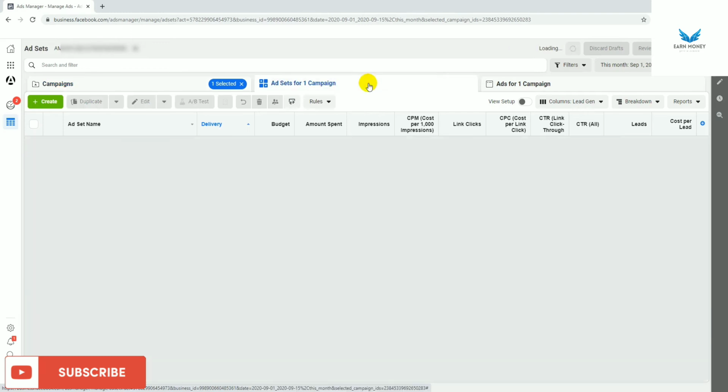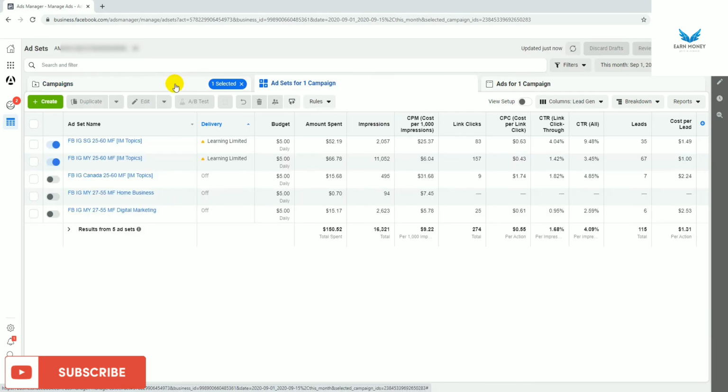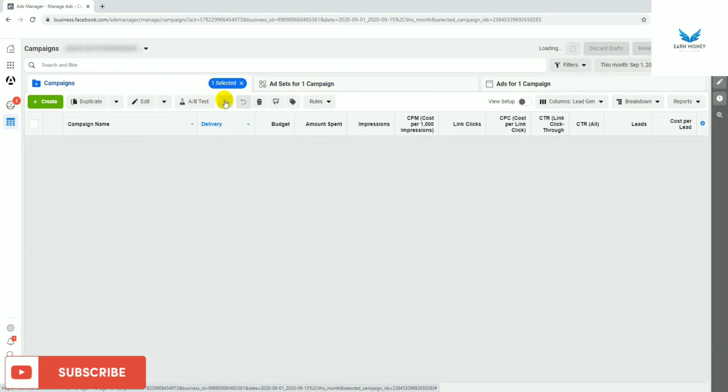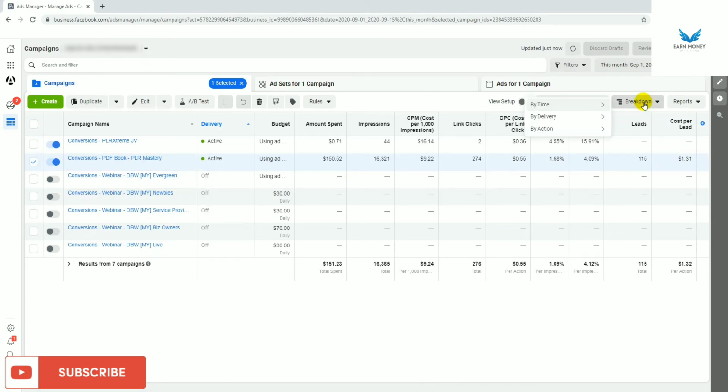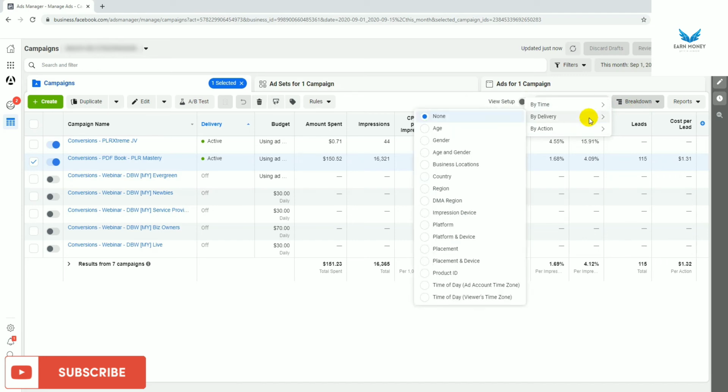Let's take a look at ad sets. What's really interesting here is that you can take a look at a breakdown on any level, but preferably you take a look at it on a campaign or an ad set level. So I tell you what, let's just double back on campaign, because this is more of an overarching view, and we'll take a look at breakdown. It's at the top right menu here. You can check out by time or delivery or by action, but normally you want to take a look at delivery, and this is probably where you're going to take a look at the breakdown most of the time. So let's take a look at age.